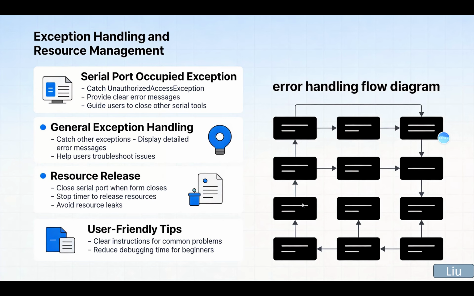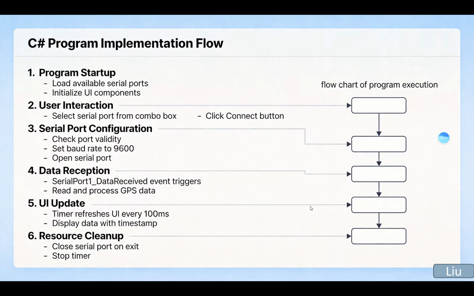Then you can see the exception handling and the resource management: the serial port occupied exception, the general exception handling, and the resource release. So the C# program implementation flow: the first step is program startup, and step 2 is user interaction. Step 3 is serial port configuration, step 4 is data reception, step 5 is UI update, and step 6 is resource cleanup.